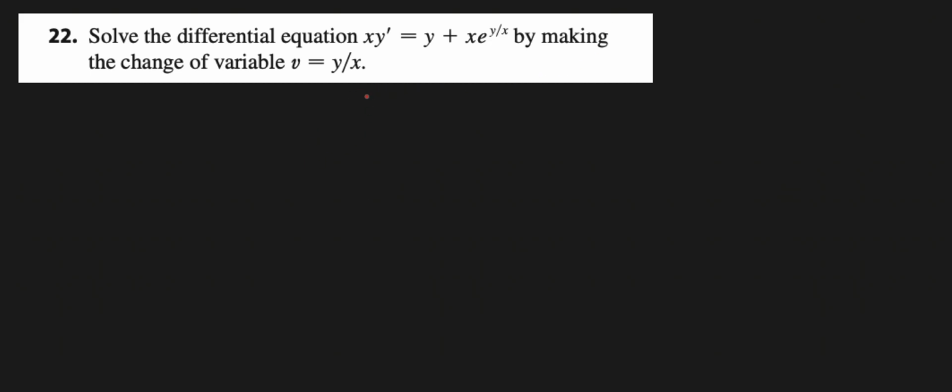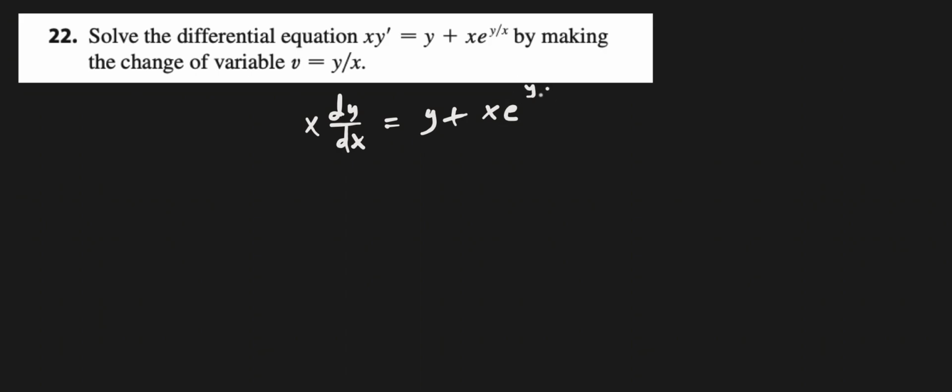All right, here we're asked to solve the differential equation y prime is equal to y plus x e to the y over x, by making the change of variable v is equal to y over x. So this is going to be interesting. We just know that x dy by dx is equal to y plus x e to the y over x. This is just a rewrite, okay?